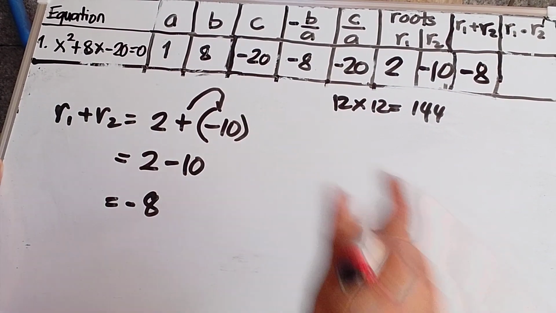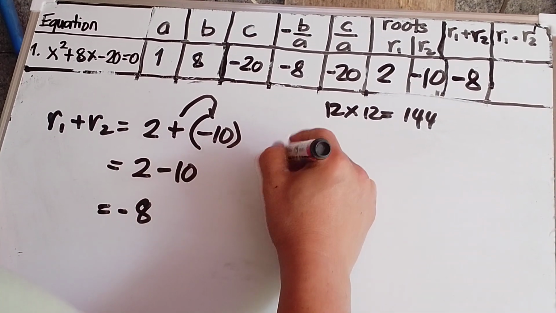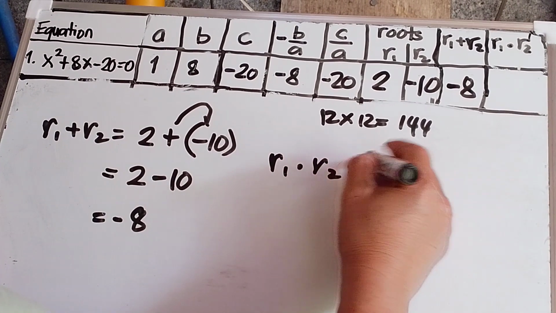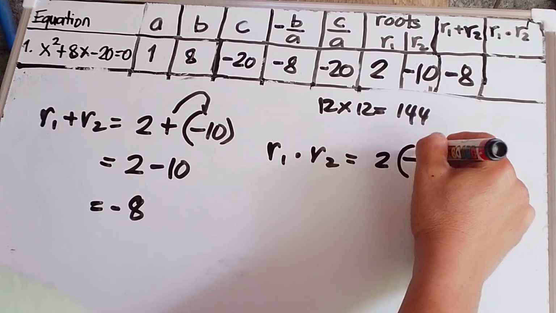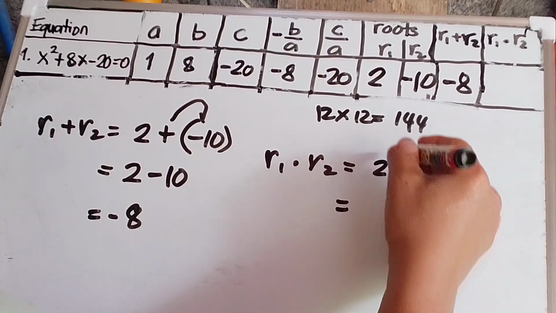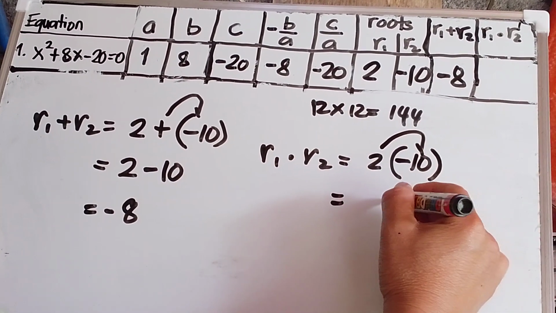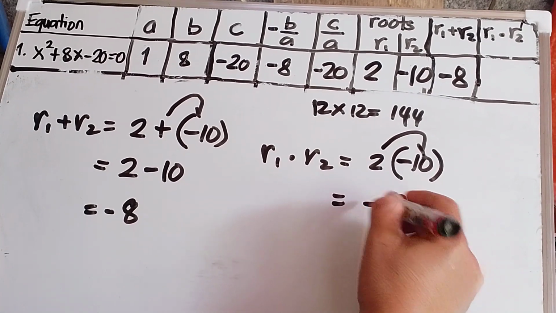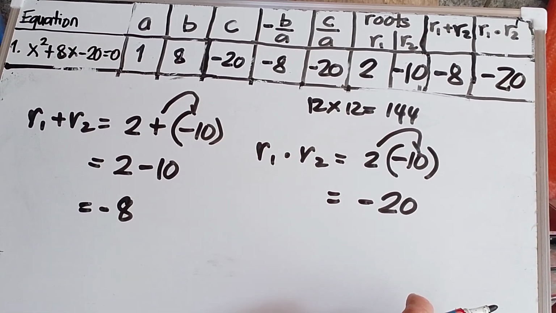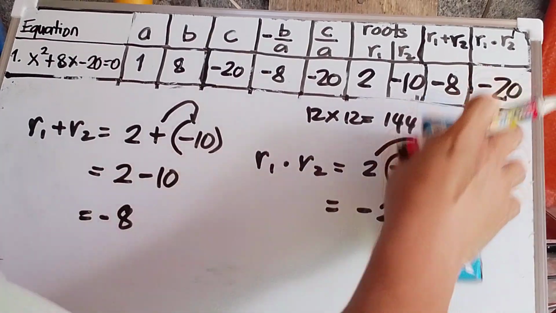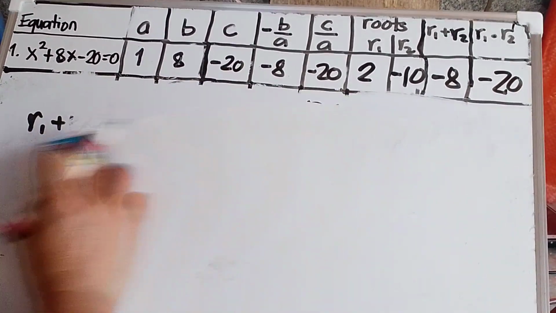How about multiplication of the roots? R1 times R2. R1 is 2, and then R2 is negative 10. So multiply, 2 times 10 is 20, then this is negative. So R1 times R2 is negative 20. So let's proceed to number 2.